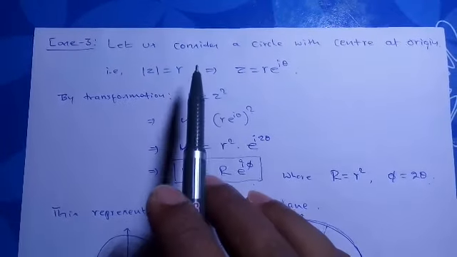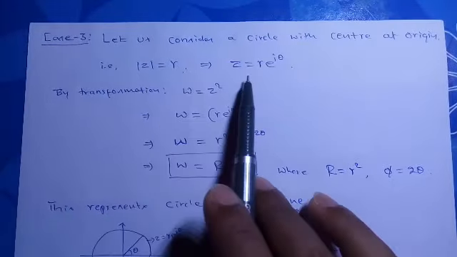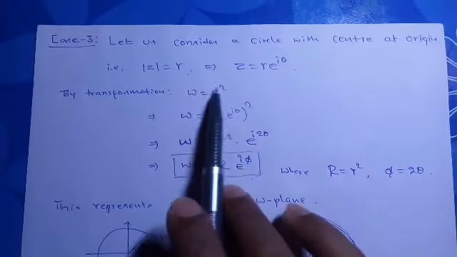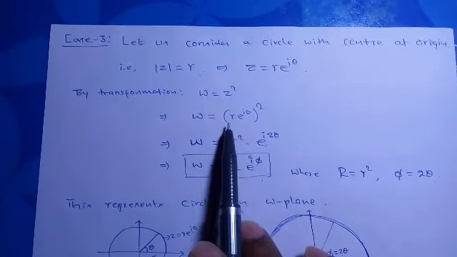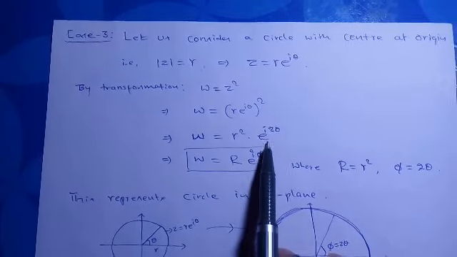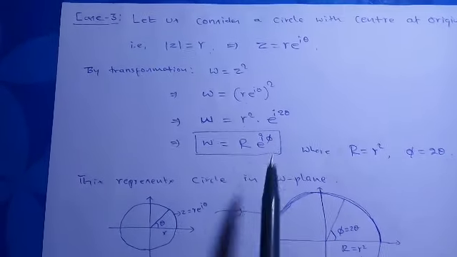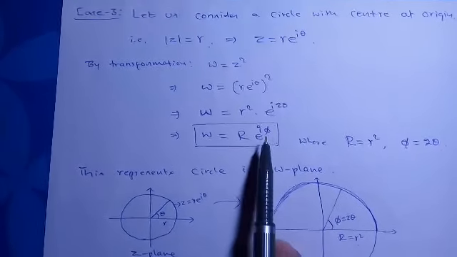Similarly, in case 3, consider a circle with center at origin. Its equation is mod z equal to r, z equals r e power i theta. Substitute into the transformation w equals z square: w equals r e power i theta whole square, which is r square e power i 2 theta.